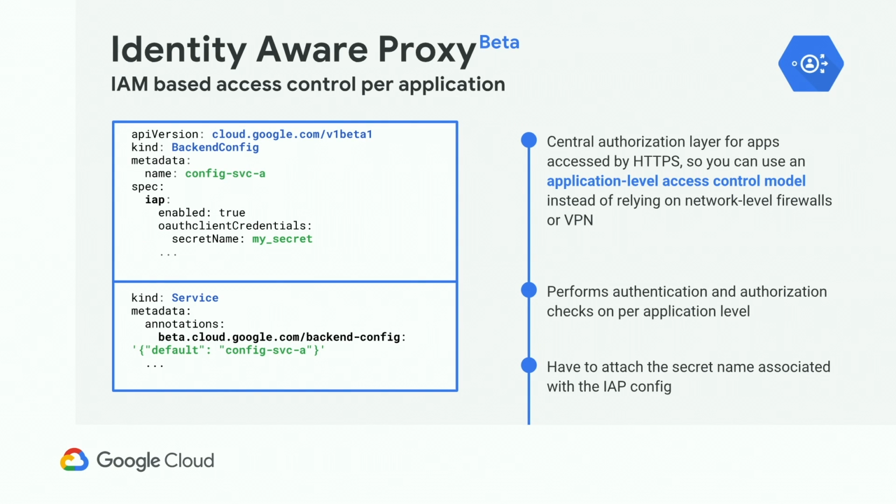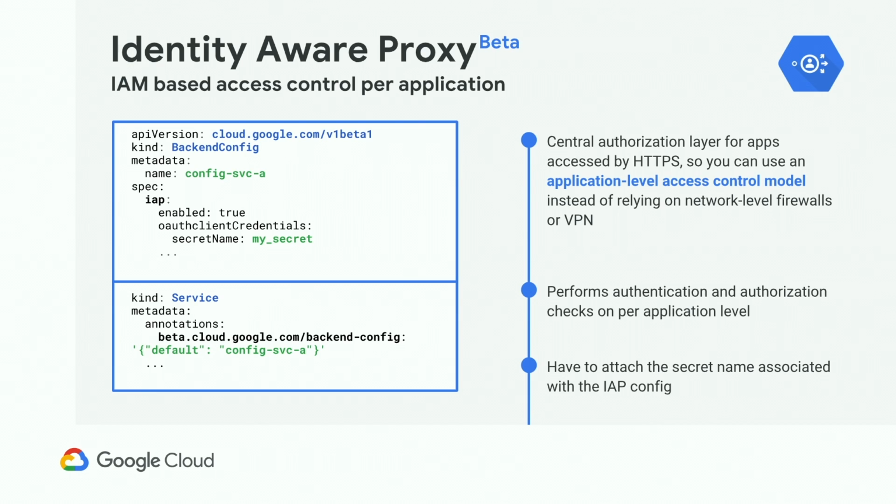So the first one, identity-aware proxy, enables you IAM-based access control on a per application basis. Identity-aware proxy acts as a central authorization layer for all your applications, and you can control who gets access, on an application level basis, to which internal apps you might have, instead of relying on network level firewalls or VPN, as I had mentioned earlier.